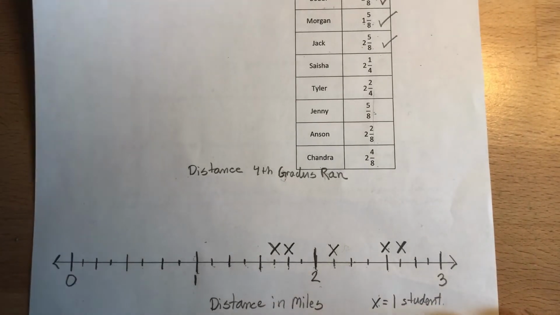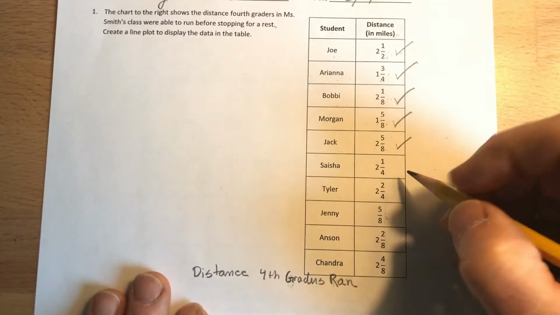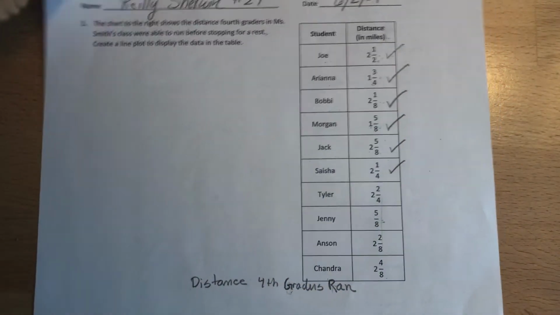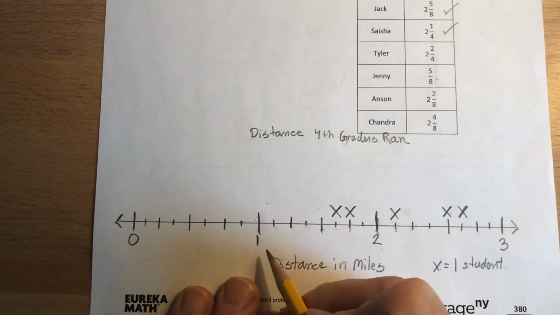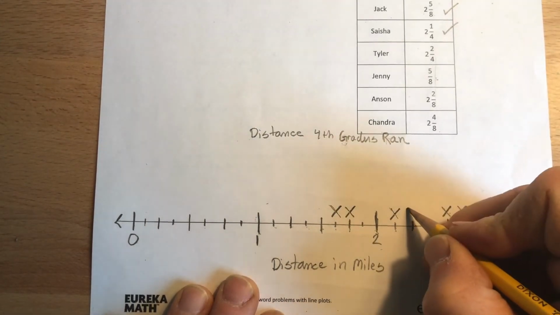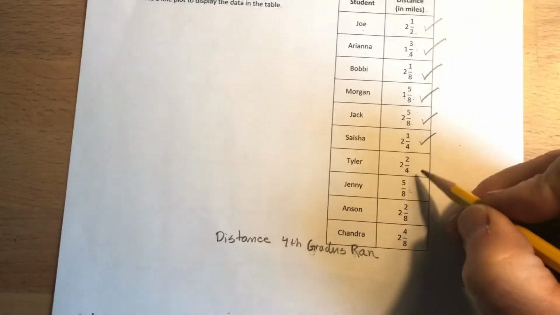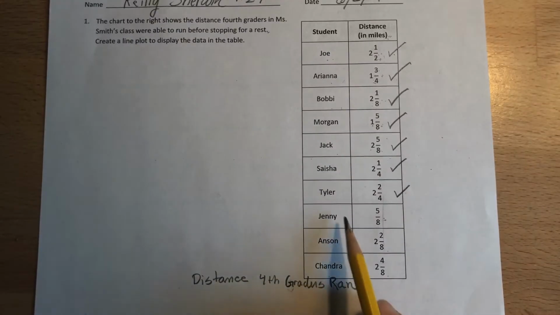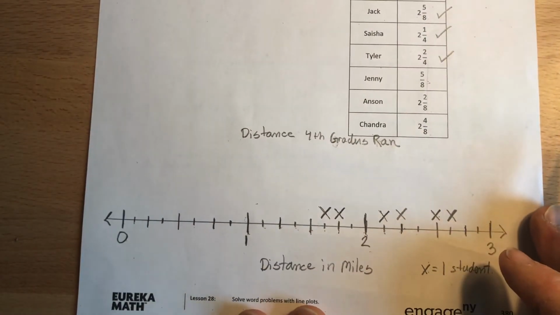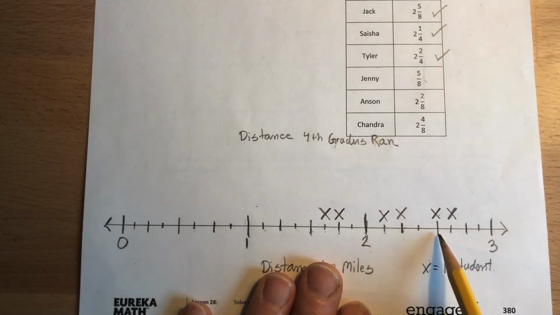And then, but I'll go back and label those after. I got Saisha is 2 1/4. So here's 2 1/4. Remember, 1/4 was this half of the half? So I'm going to write that down. Okay. And then Tyler is 2 2/4. So that's what I'm going to do is Tyler at 2 2/4. There's 1/4. There's 2/4.